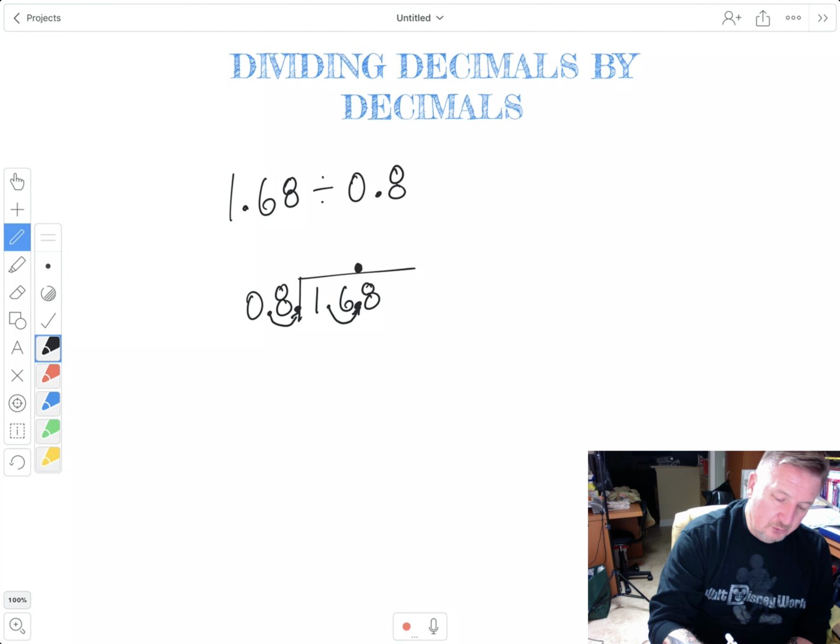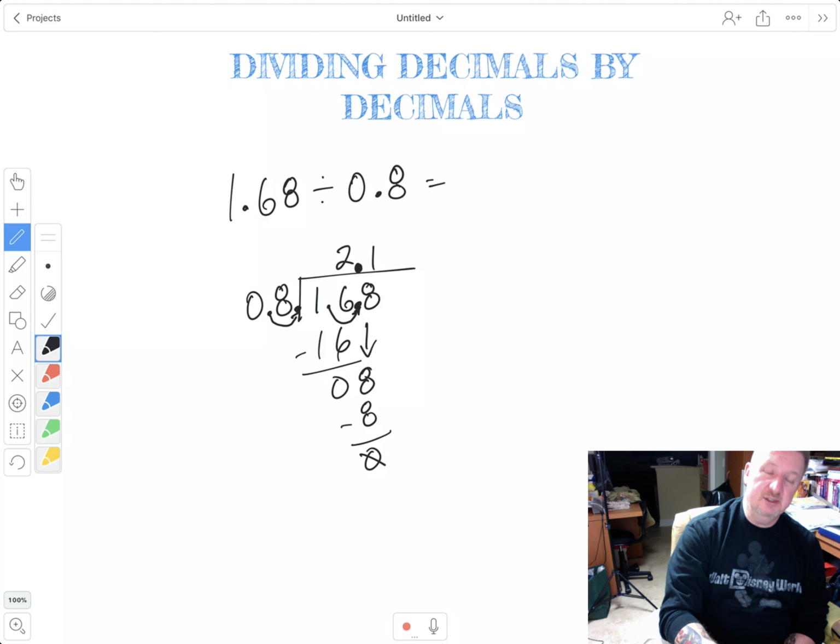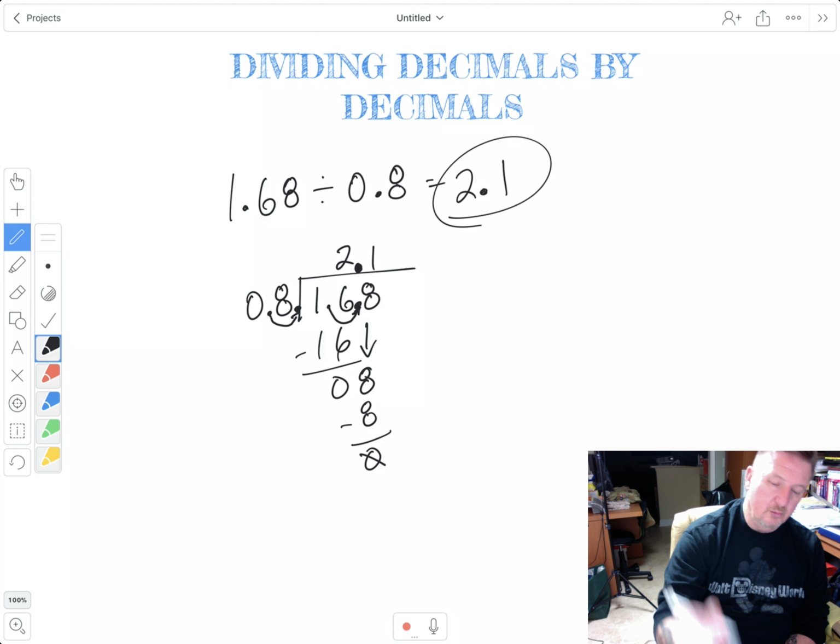All right, so this is now 8. 8 won't go into 1, but 8 will go into 16 two times. 2 times 8 is 16. I subtract, I get 0. I bring the 8 down. 8 will go into 8 one time. 1 times 8 is 8. I subtract, that's my answer. So the answer to 1.68 divided by 0.8 is 2.1.